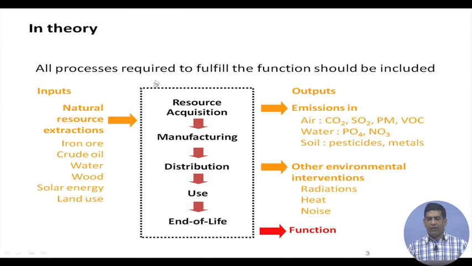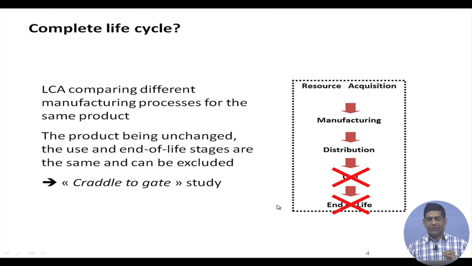In theory, we take all the processes we require to fulfill the function of that particular product, and they include pretty much everything from cradle to grave. If we take the cradle to grave concept, it includes everything from resource acquisition all the way to end of life. So that's our complete life cycle. The previous box that you saw was a complete life cycle.